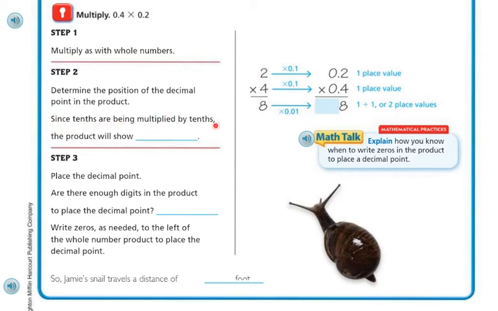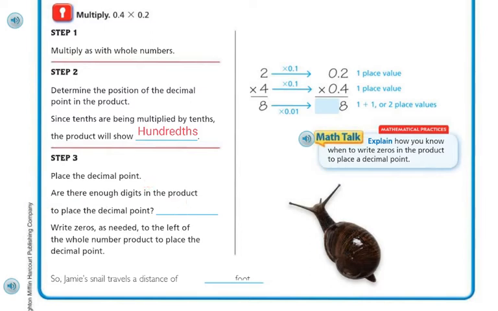Since tenths are being multiplied by tenths, the product is going to show hundredths. So look, I've got tenths and tenths, so after my decimal point I have 1, 2 place values. Two place values after the decimal is the hundredths place. Then we place the decimal point.